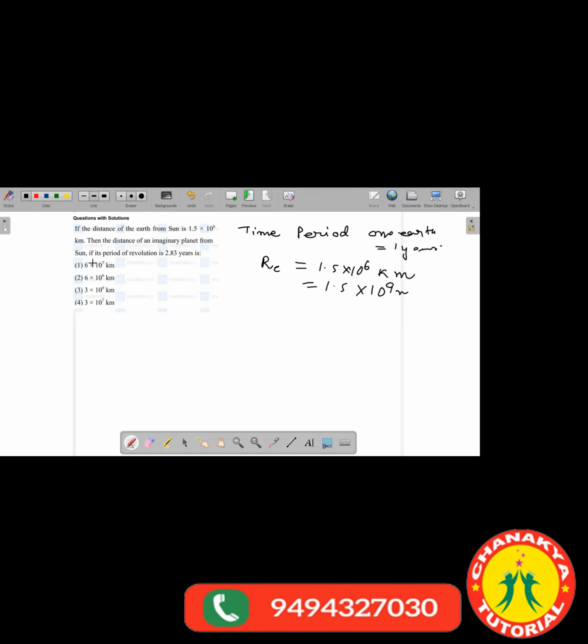Then the time period of revolution of the other planet is given. For the Earth, the period of revolution is 1 year, and for the imaginary planet it is given as 2.83 years. So which concept is relating all of them? I want to find out the distance of the imaginary planet. This is what I have to find out. Can you recall Kepler's laws of motion? Which of Kepler's laws unites all these?